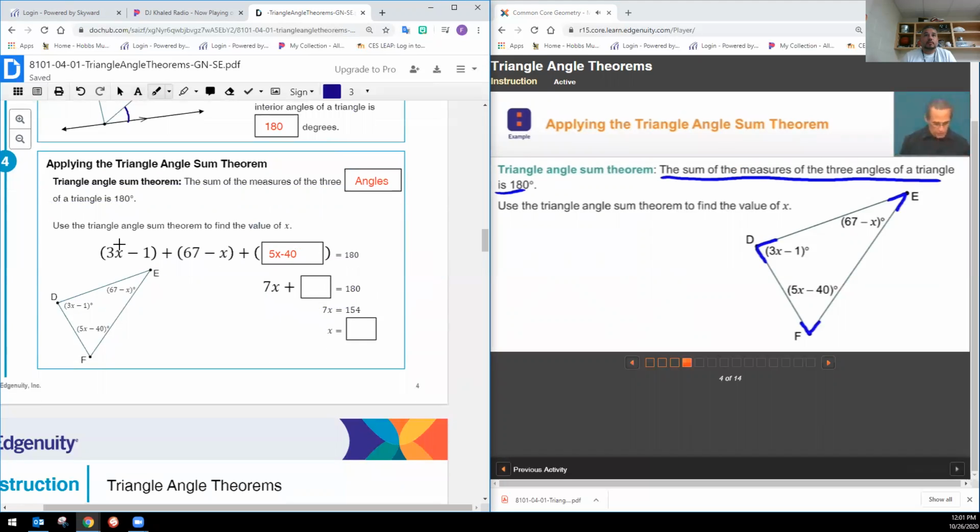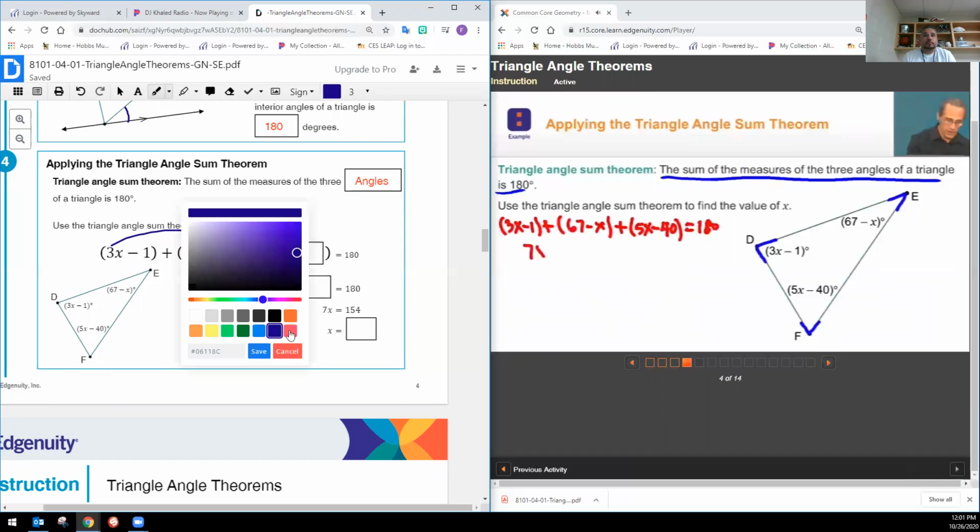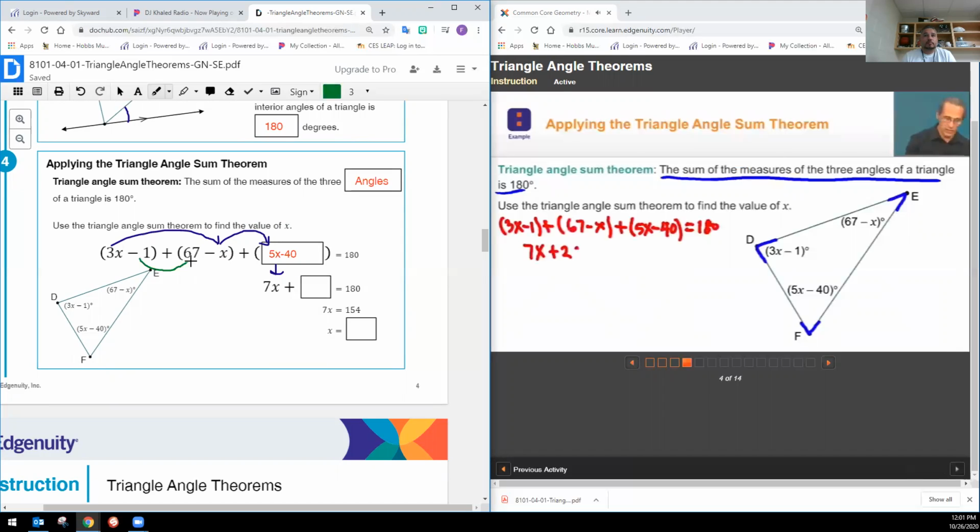That means we can simply sum up the three expressions and set the sum equal to 180. So we have 3x minus 1 plus 67 minus x plus 5x minus 40, and that's equal to 180. Combining like terms, 3x minus x is 2x plus 5x is 7x, and negative 1 plus 67 is 66 minus 40 is 26. 7x plus 26 is 180. Using algebraic properties, 7x is equal to 154, and if I divide both sides by 7, I find x to be 22.